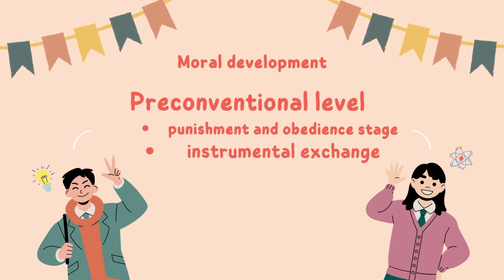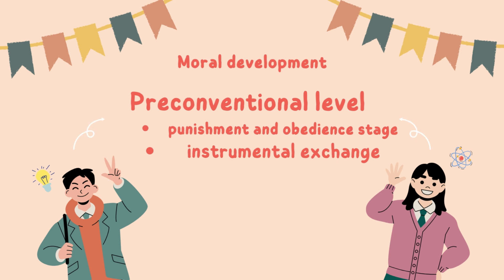Pre-conventional level has two stages. Stage 1. Obedience and punishment. Decisions are based on avoiding punishment. For example, a child follows rules to avoid getting scolded. And Stage 2 is self-interest. Actions are driven by personal gain, such as doing a favor to get one in return.